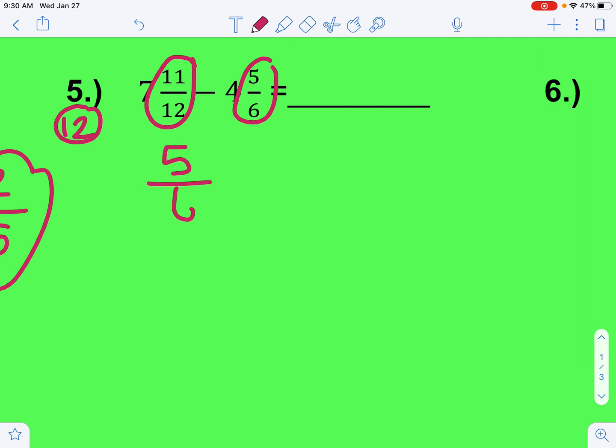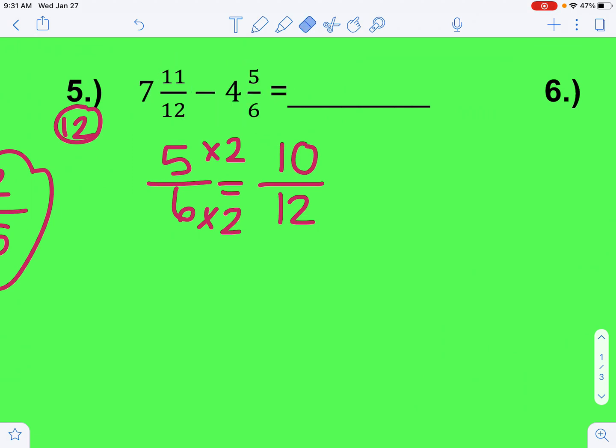Okay? Alright, so we need to change 5/6 to have a denominator of 12. 6 times 2 gives us 12. What we do to the bottom, we have to do to the top. 5 times 2 gives us 10.